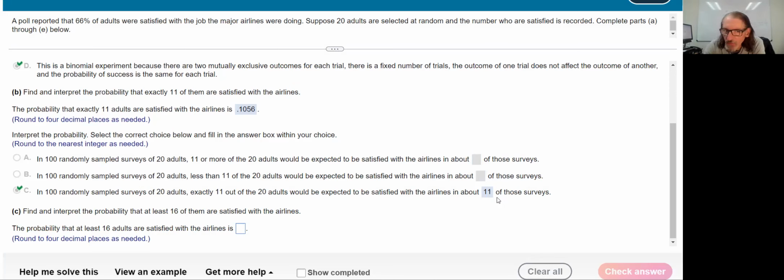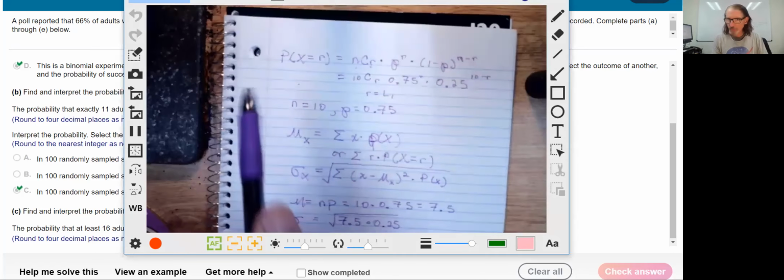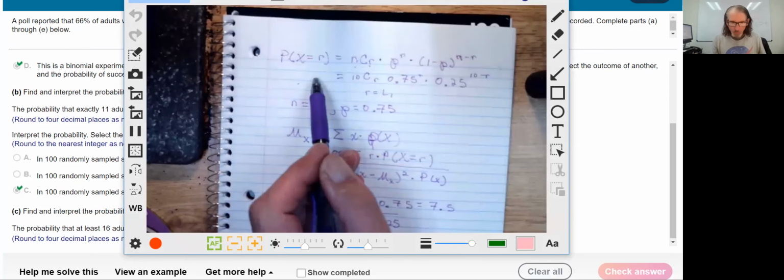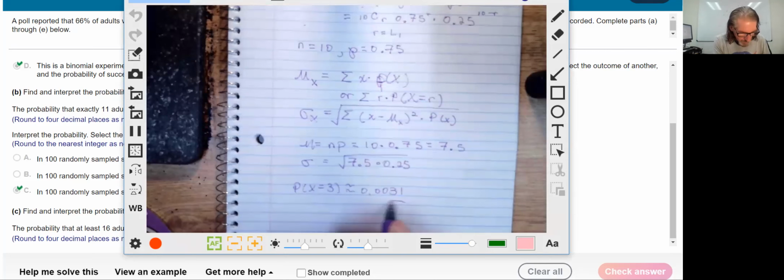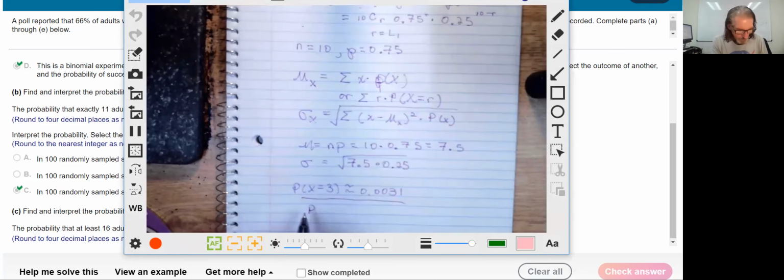Compute and interpret the probability that at least 16 of them. Now, I believe that that is referring to that single instance of a simple random sample of 20. We could either do the following. Looking back at this original formula, but then at least 16, we're going to go up to 20.